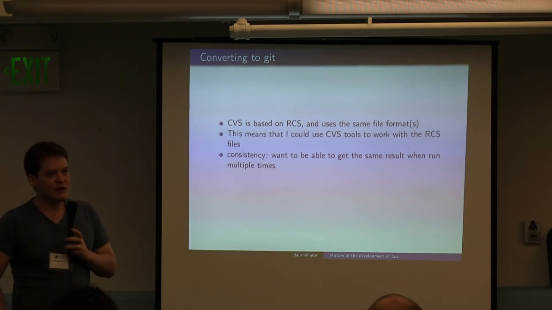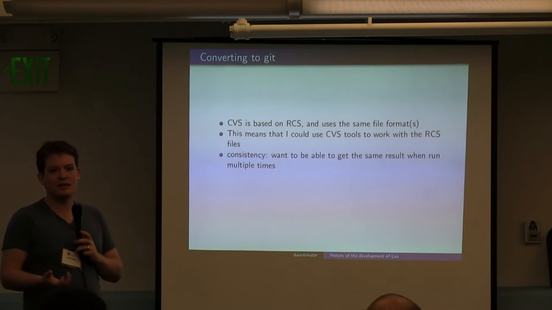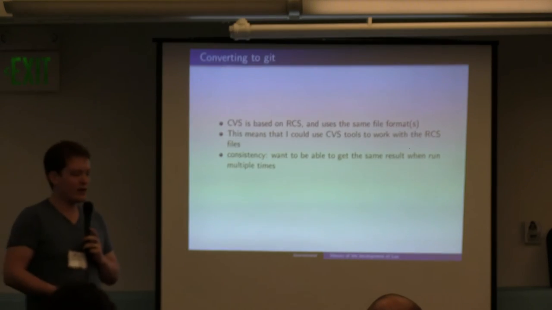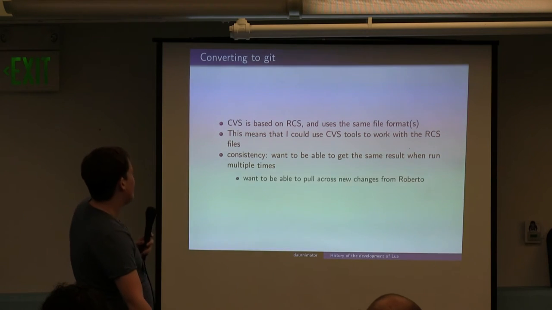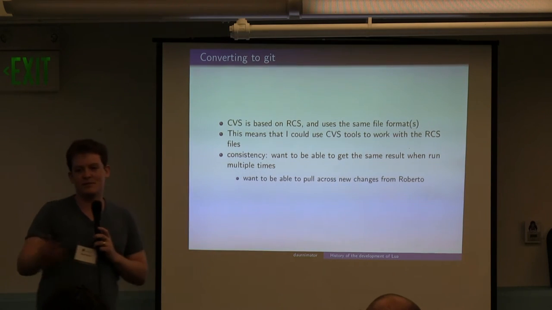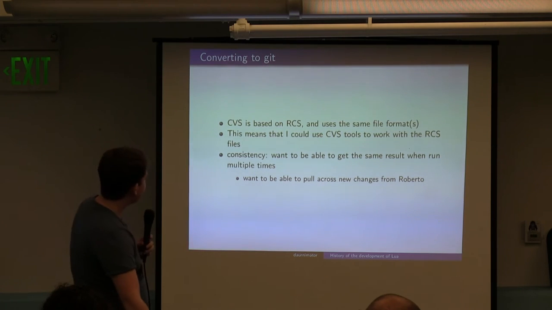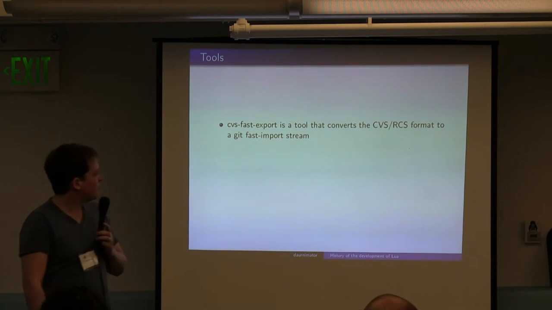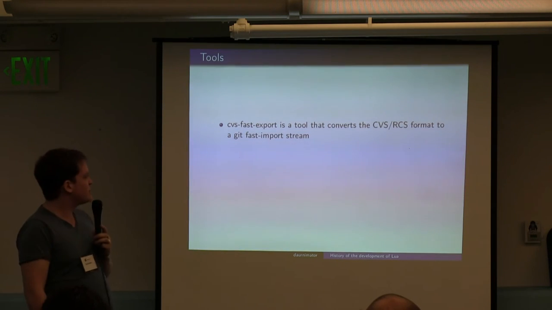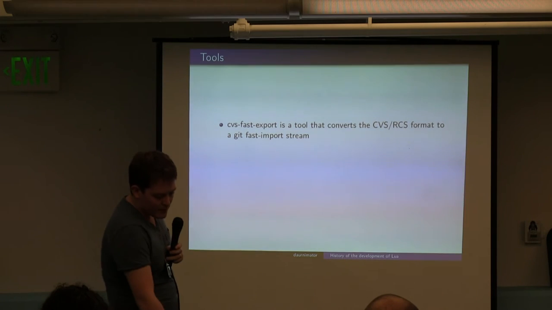When doing this, I wanted consistency. So in between runs, I didn't want hashes in Git changing, especially so that I could get new code from Roberto and pull it in without changing all the hashes and having to push out a completely new release. So cvs-fast-export is a tool that converts from a CVS RCS repository to a Git fast-import stream.